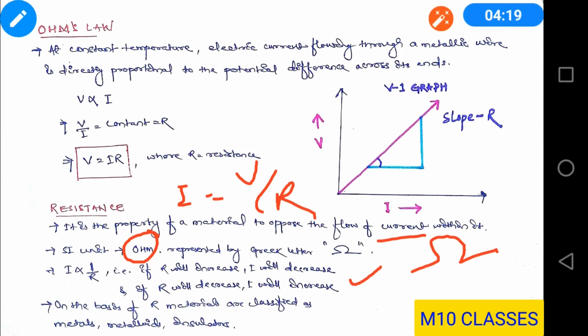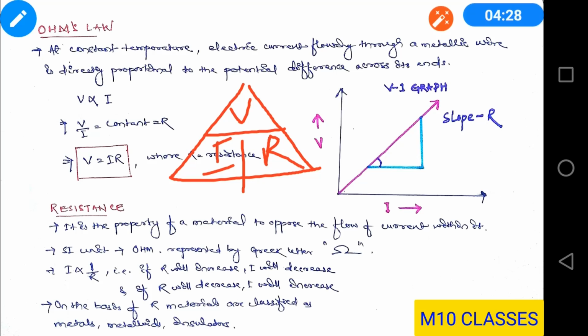Now how to remember this formula, let us see. Now students, see here I have drawn a triangle. On the upper part you have V, on the lower part you have current and resistance. Now you can say that V equals I into R, I equals V by R, and R equals V by I. So you can remember this triangle easily, and you can write the formula also. Again, V equals IR, this is Ohm's law. I equals V divided by R, and R equals V divided by I.